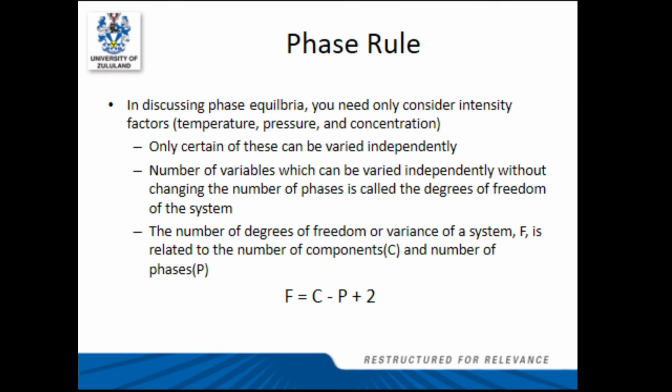If you are asked to state the phase rule, you are simply going to say F = C - P + 2. Or you can say that the number of degrees of freedom, or variance, of the system is related to the number of components C and the number of phases.